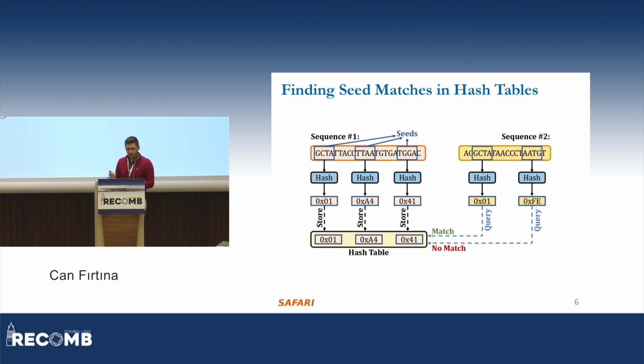To identify matches quickly, we hash these seeds and store these hash values in a hash table. Then, when we want to figure out whether there are matching regions in the second sequence, we do the same thing. We again identify the seeds and hash them, and later we query the hash table that we generated previously. Querying the hash table will quickly tell us if there is a match or no match, to identify the similarities between sequences.